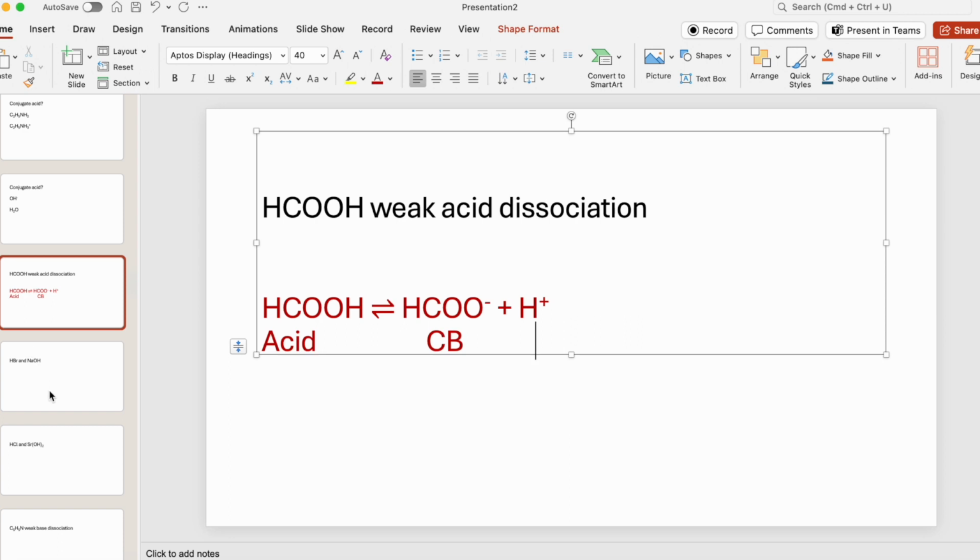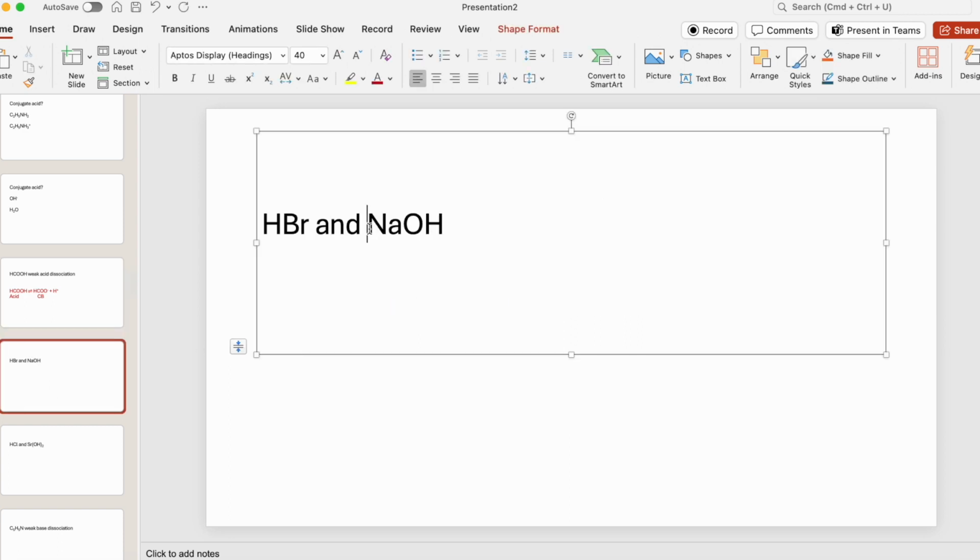Okay, moving on to the next one, we have HBr and NaOH. Well, okay, let's do it. This one is neutralization. So my HBr here is going to react with my sodium hydroxide. Now this is a regular arrow, not an equilibrium arrow, because you're totally just neutralizing. It doesn't go back the other way. Once you neutralize something, it is neutral.